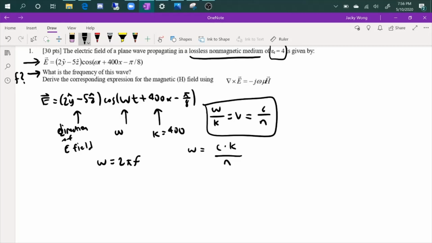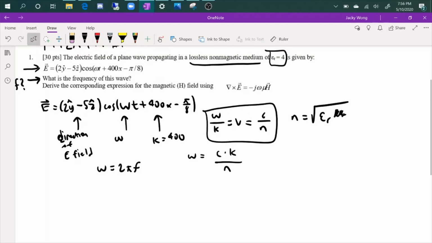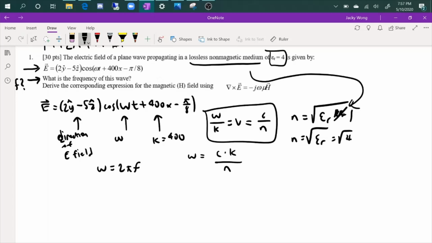To find n, the index of refraction, we know that n is equal to the square root of epsilon r and mu r. But because this problem is in a lossless non-magnetic medium, we can consider mu r to be 1. Therefore, n is equal to the square root of epsilon r, which is the square root of 4. So n is equal to 2.